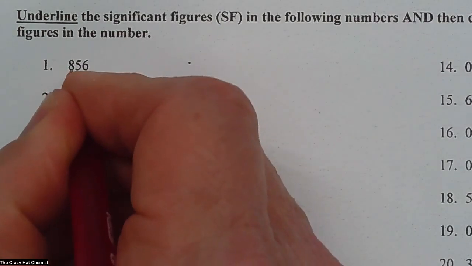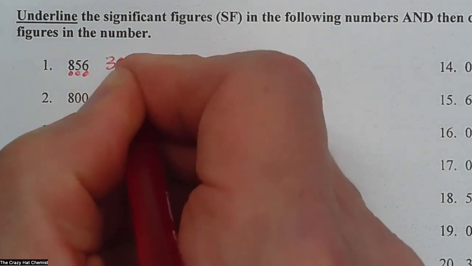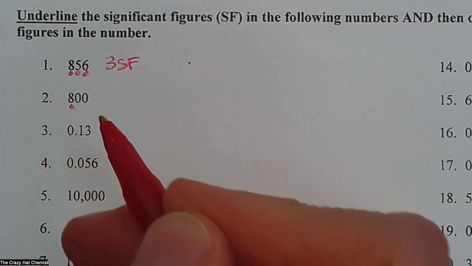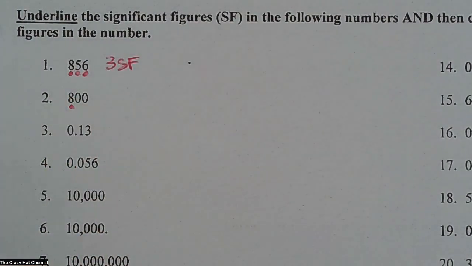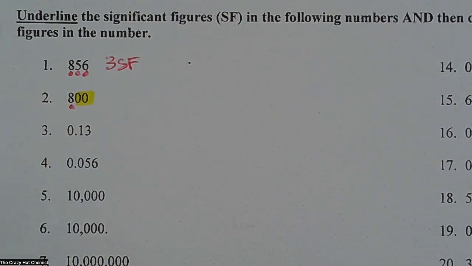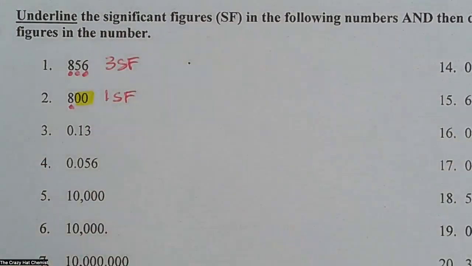So that is a non-zero integer, a non-zero integer, a non-zero integer. That's three significant figures in that number. Non-zero integer counts, that is that non-zero integer and is an eight that counts. These two highlighted yellow zeros are trailing zeros. There is no decimal in the number, so it's one significant figure.